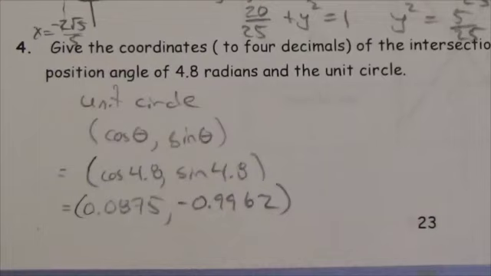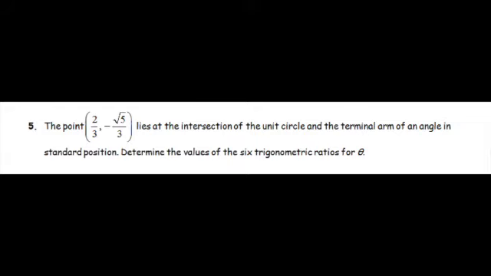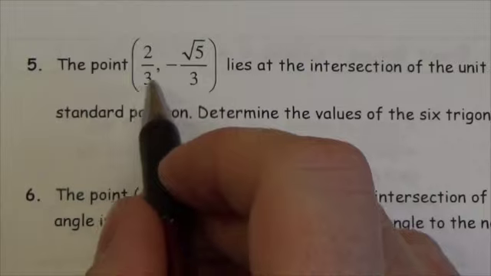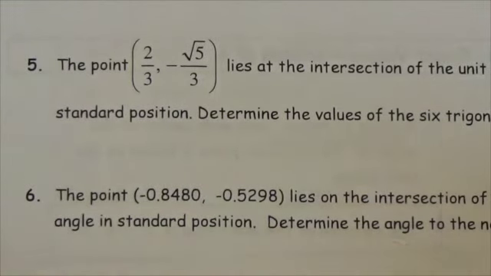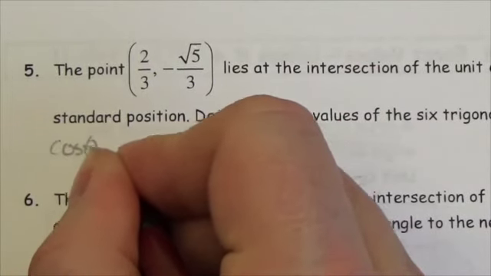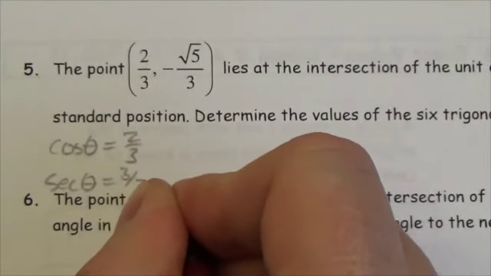You got to be able to go to that little bit of information right away when you're asked. The point 2 over 3, comma, negative root 5 over 3 lies at the intersection of the unit circle and the terminal arm of an angle in standard position. Determine the values of the 6 trigonometric ratios for theta. This is the type of question you hope and pray shows up on the exam. Because if this is a point on the unit circle, then the cosine of theta is 2/3, which tells me immediately that the secant of theta is 3/2.